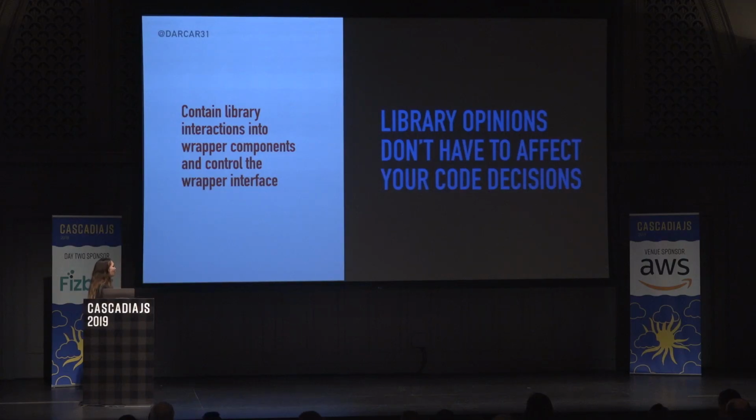And the other thing about wrapper components that I've really appreciated is that library opinions don't have to affect your code decisions. Every developer has different ideas and opinions on how they want their code to look, how they want to interface with their reusable code. But if you contain your library interactions into these wrapper components, you still have control of the interface, which is what the rest of your developers will have to care about. And it can be really difficult when you're importing all these third-party libraries and you want your code to look a uniform way, but you have to do what the library wants you to do. So with these wrapper components, you can kind of protect yourself, give yourself a layer, so that you can implement it how you want to.